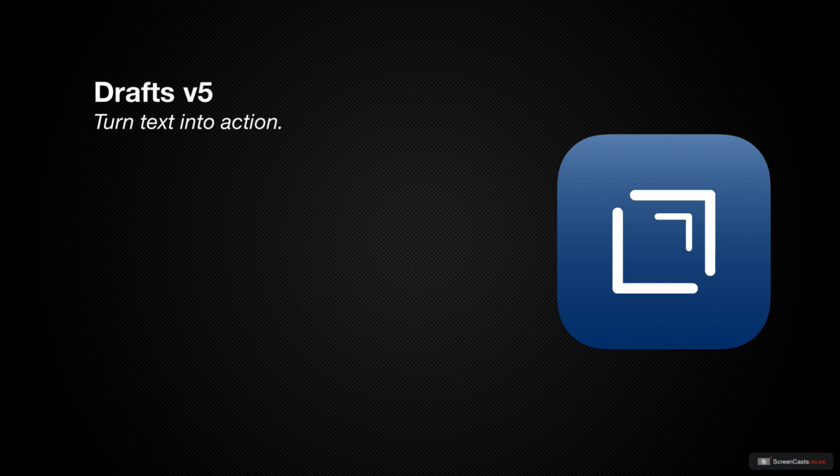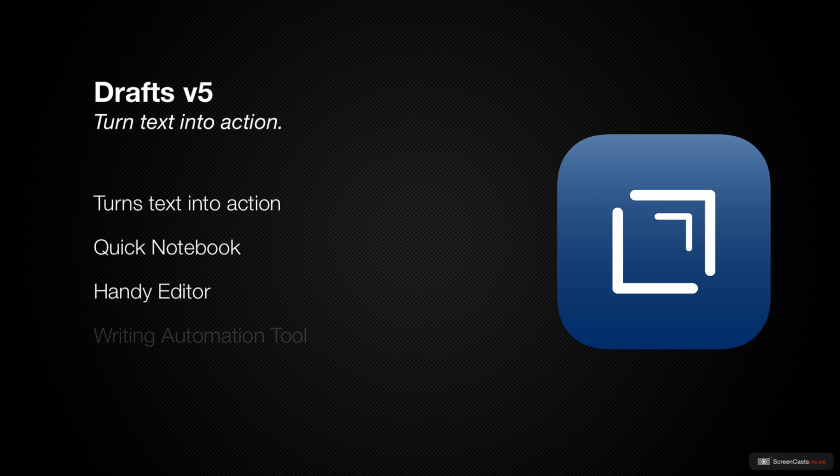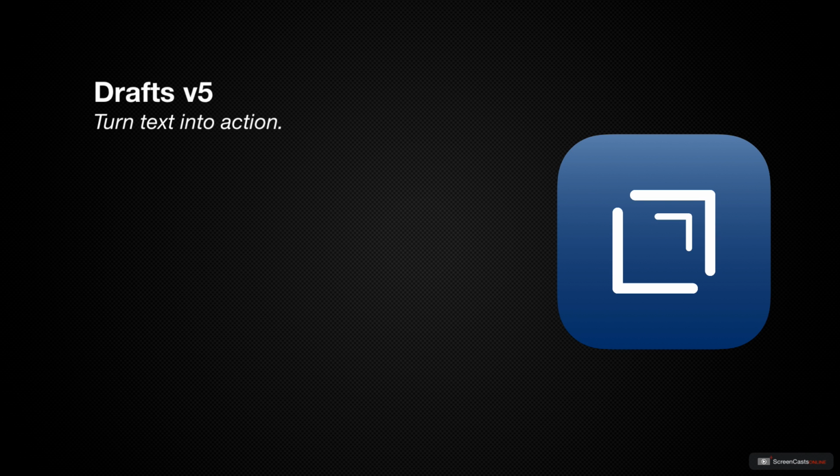On the application website, it says that Drafts lets you turn text into action. It's a quick notebook, handy editor, and a writing automation tool all in one. That's a pretty fair and accurate description in my opinion. You're not going to do long-form writing in Drafts, but it's a great place to capture things when you think of them. So in this episode, we're going to show you the major benefits of starting text in Drafts and what you can do with it once it's there.